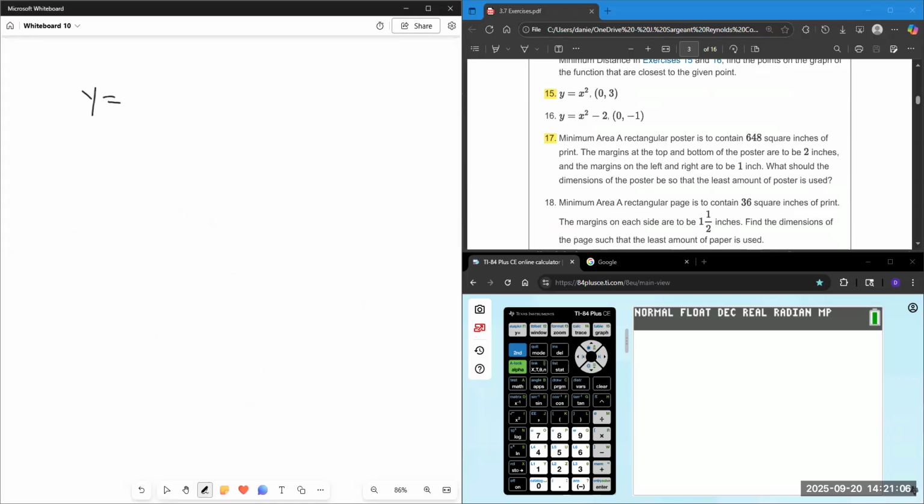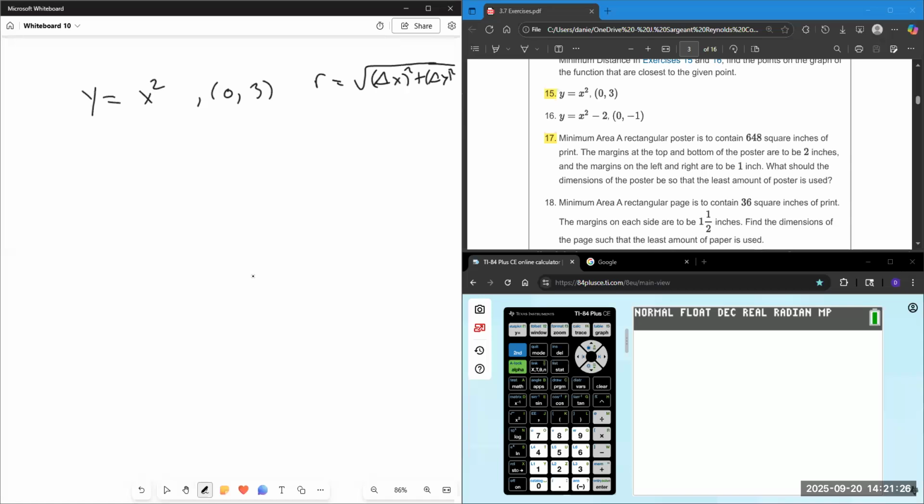Y equals x squared. 0.03. We have our distance formula. I'm going to call it r. It's equal to the square root of delta x squared plus delta y squared. We'll be using that in just a minute.